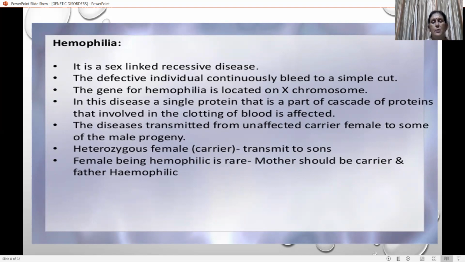The disease is transmitted from an unaffected carrier female. So how is it transmitted? The female or mother is a carrier. The disease is not exhibited in the mother's body, but she can transmit the particular gene to her male progeny, or her son. So a heterozygous female carrier transmits it to her son, and a female being hemophilic is rare. That means both X chromosomes must have the particular defective gene for the female to be affected; in many cases, she acts as a carrier.